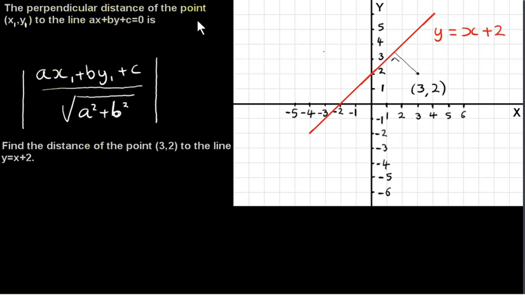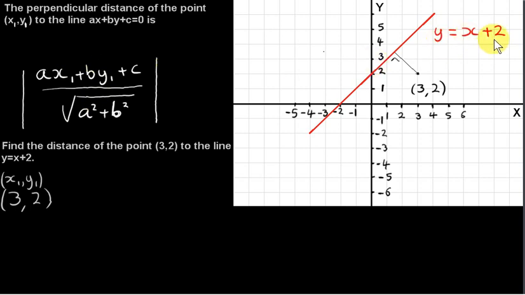The perpendicular distance of the point (x1, y1) to the line ax + by + c = 0 is the magnitude of ax1 + by1 + c divided by the square root of a squared plus b squared. In this example, we want to find the distance of the point (3, 2) to the line y = x + 2. We call the point (x1, y1) for this formula.